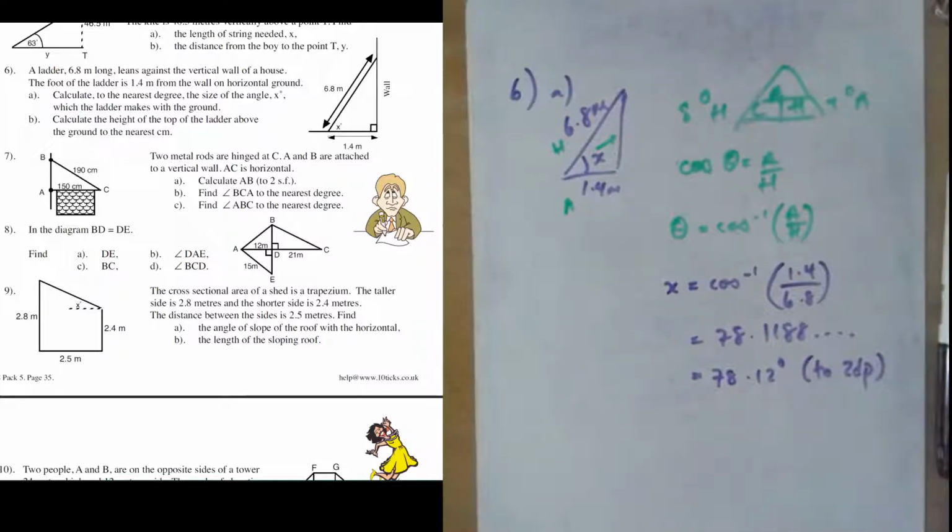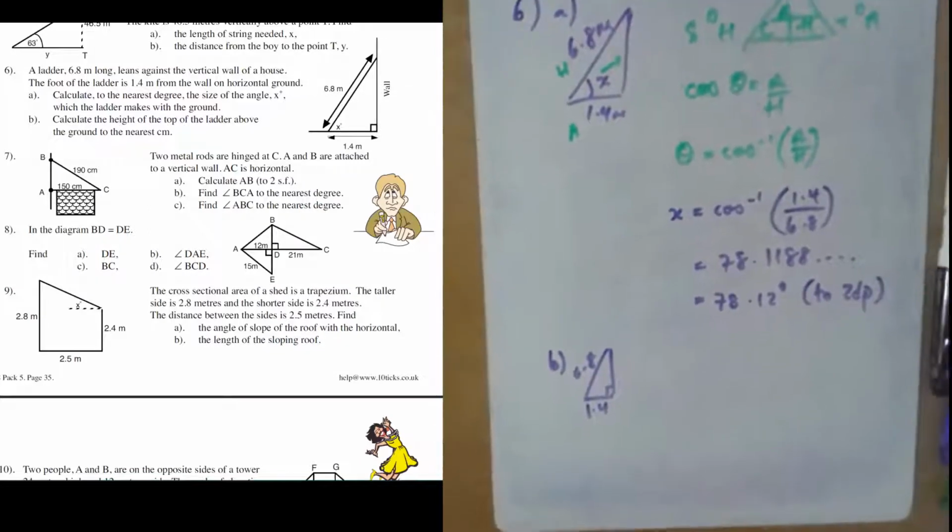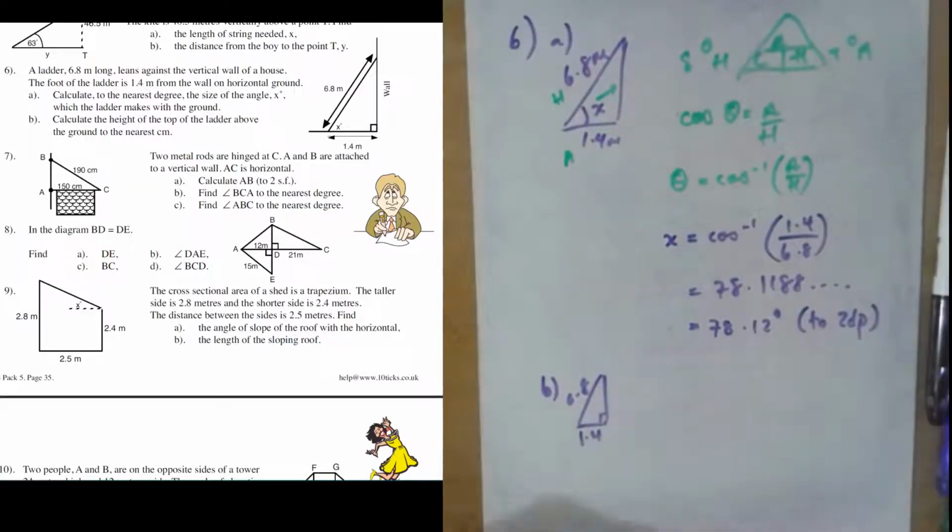The next thing it tells me to do, it says calculate the height of the top of the ladder above the ground to the nearest centimetre. Okay, so there's actually 2 ways of doing this one. It's entirely up to you. So I've got 1.4, 6.8. It's a right angle triangle. So you could use trig or you could use Pythagoras. Okay, this is one reason why Pythagoras and trig are taught together, because it's a right angle triangle, sometimes you can actually use Pythagoras, sometimes you can use trigonometry.